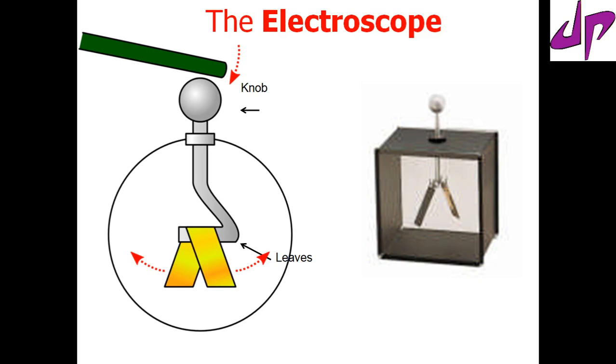If you bring a charged object over this metal tip, the same charge flows towards this metal and then to these gold leaves. If both acquire the same charge, they repel each other. In that case, both gold leaves separate. That explains the presence of the charge.